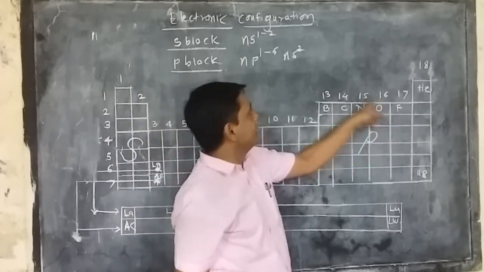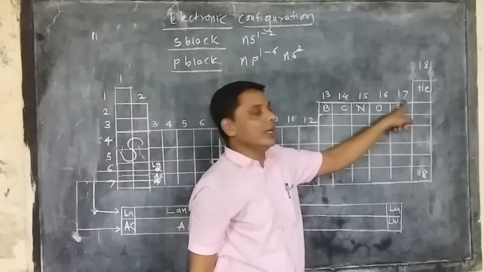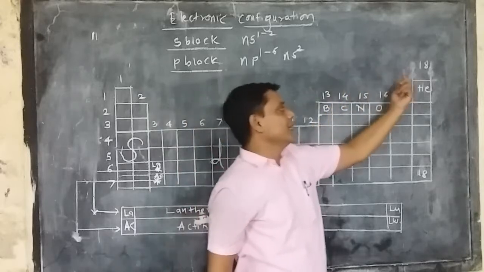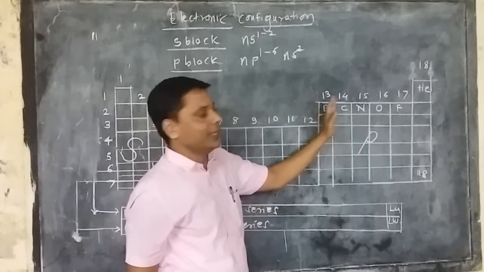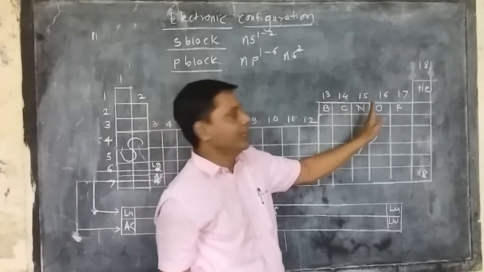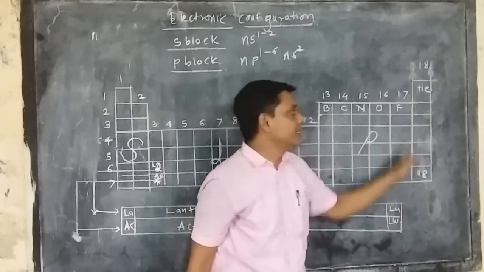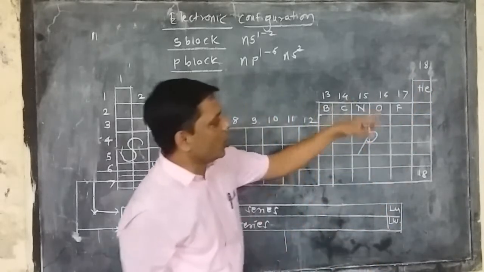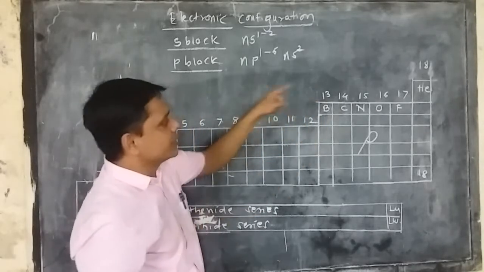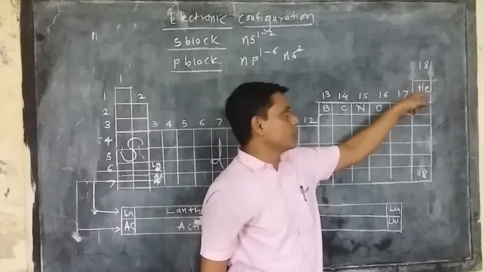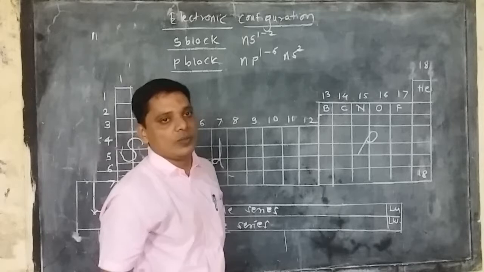Group number 16 is ns2 np4. Then group number 17 is ns2 np5. And then group number 18 is ns2 np6. This means the boron family, carbon family, nitrogen family, oxygen family, halogen family, and noble gas family. So all these groups contain such configurations. The P orbital can contain 6 electrons, which is completely filled, so it is a totally satisfied form.